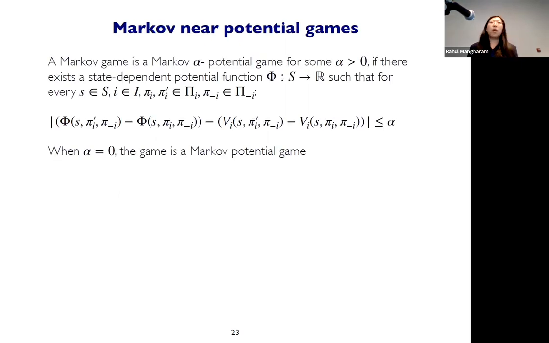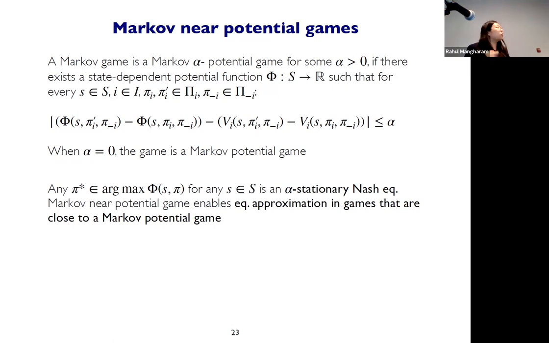So we want to go a little bit more general and generalize this exact capturing of the utility deviation by saying that, okay, we just find a potential function such that the deviator's utility change and the difference of the change of the potential function value is bounded by some number alpha. And when such a function exists, we are going to say that this is an alpha potential game. And when alpha is zero, it becomes a Markov potential game.